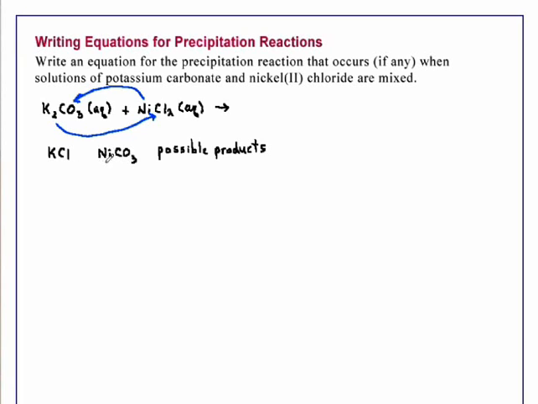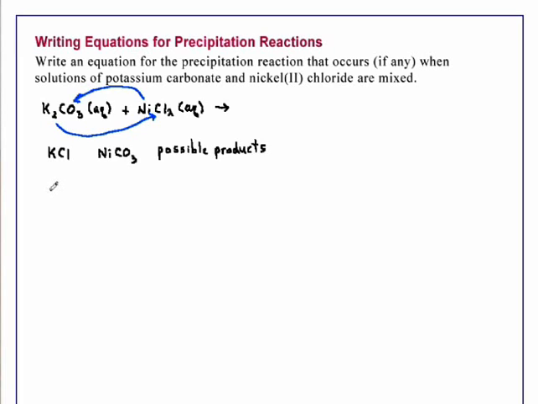Now let's look at nickel(II) carbonate. Most carbonates are insoluble. There are exceptions, such as sodium carbonate, potassium carbonate, ammonium carbonate, but nickel is not an exception. So we know that KCl will not form a precipitate, so in the molecular equation we will write just KCl aqueous. Nickel(II) carbonate will form a precipitate, so we will write solid after it.